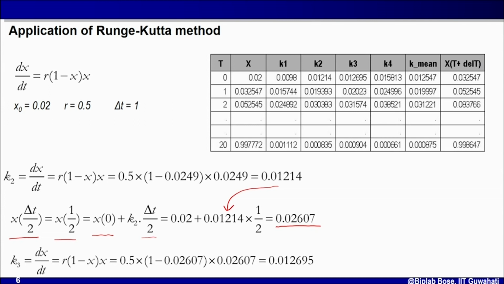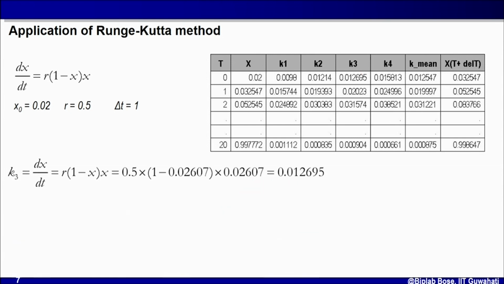Using this value, I will calculate the slope of a line drawn having a slope dx/dt. So the numerical value of the new slope, k3, is equal to dx/dt, which is r into (1 minus x) into x. r is 0.5, and x I have calculated just now: 0.02607. If you multiply that, you get 0.012695. So I put that value here.